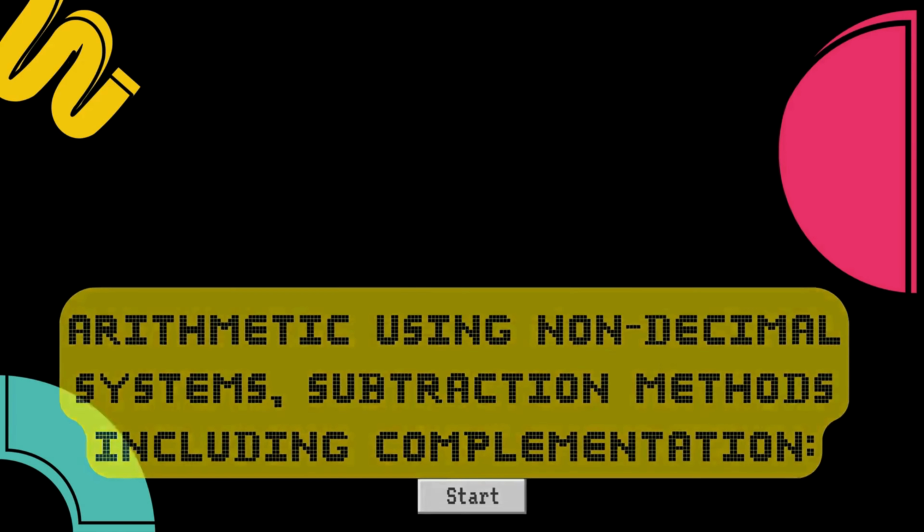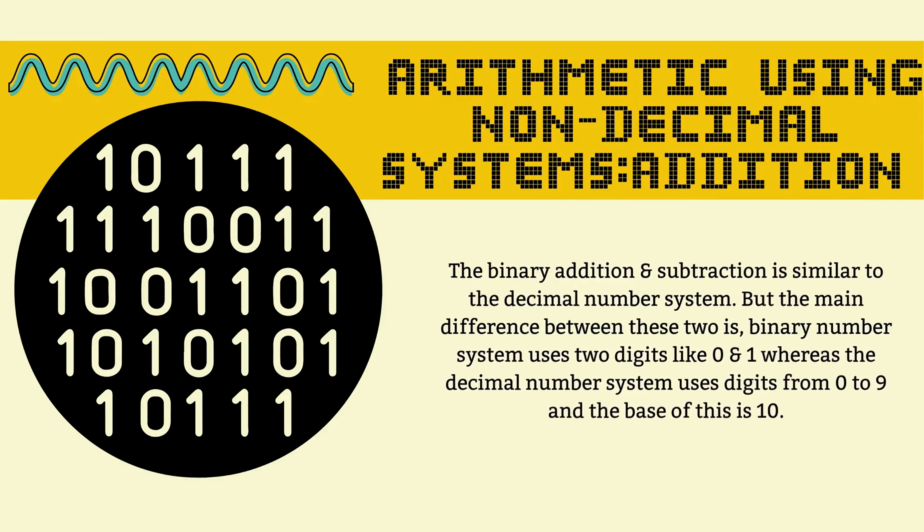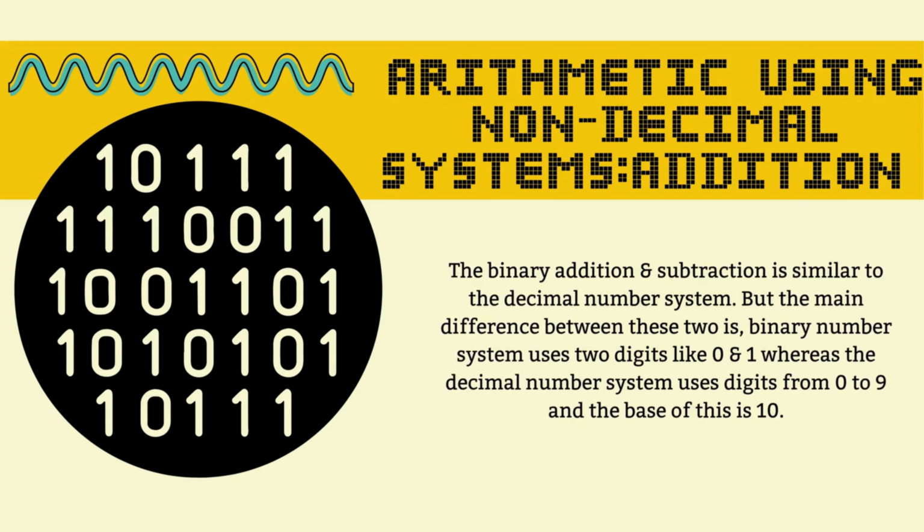We will be showing you the topic presented today about arithmetic using non-decimal systems and subtraction methods, including complementation. But first, binary addition and subtraction is similar to the decimal number system, but the main difference between these two is that the binary number system uses two digits, 0 and 1, whereas the decimal number system uses digits from 0 to 9, and the base of this is 10.